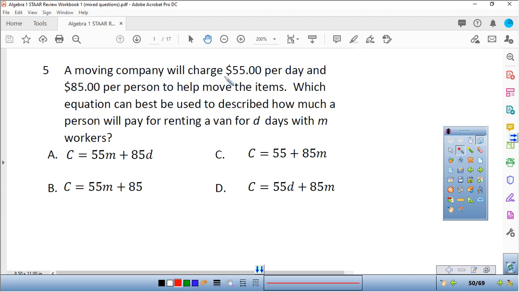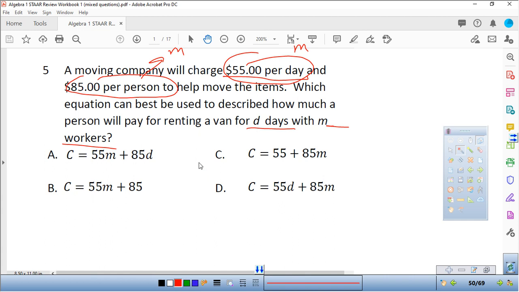Movie company will charge $5 per day. This, guys, back in the old days, is your M. Okay. 85 per. That's another M. Which equation can be used to describe how much a person will pay for renting a van for N days and M workers? So, per day, you get charged that. Per person, that. So if you do it for several days, that's going to be per day, and that's going to be per person, right?